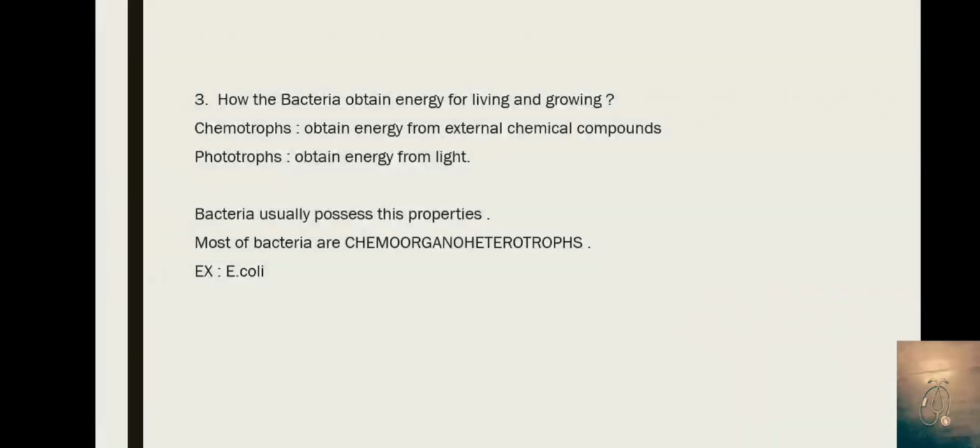And coming to third, how bacteria obtain energy for living and growing: chemotrophs and phototrophs. Chemotrophs obtain energy from external chemical compounds. Phototrophs obtain energy from light. Bacteria usually possess these properties. Most bacteria are chemo-organo-heterotrophs. For example, E. coli is the best example of a chemo-organo-heterotroph.